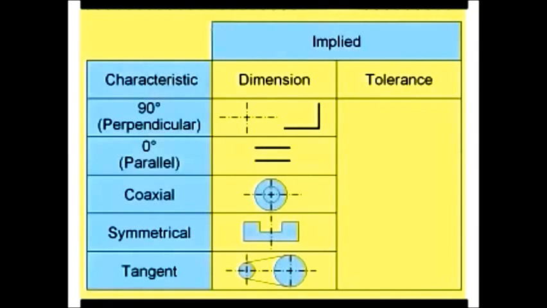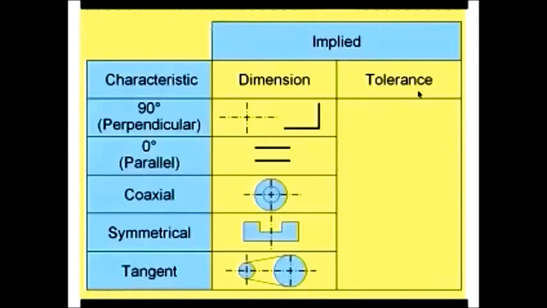And if I have a line tangent to a circle, I don't have to say anything about it on the drawing. It's implied to be tangent. And the list goes on. So there are many things dimension-wise that are implied, so we don't have to put a lot of extra dimensions and notes on the drawing.